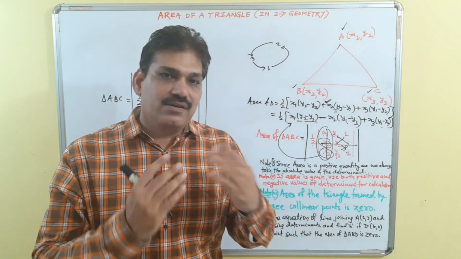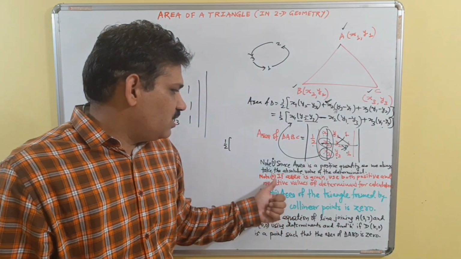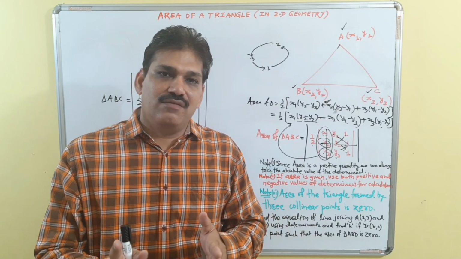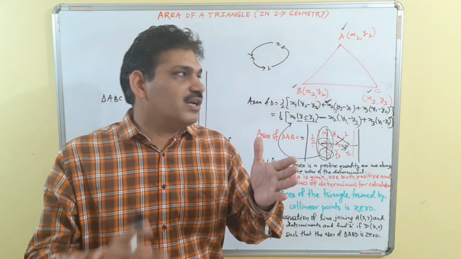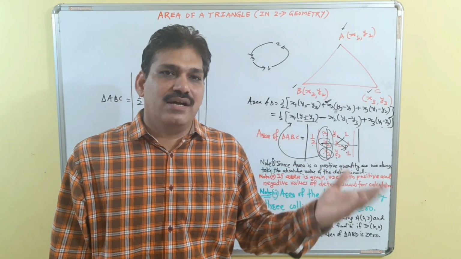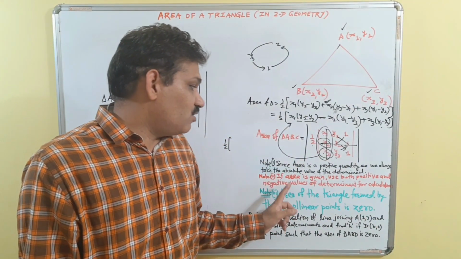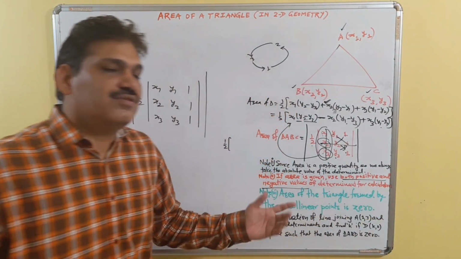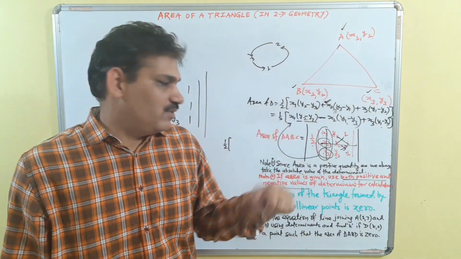But if the area of the triangle is given, then we will use both positive and negative values, because if we try to find the area and the numerical value of this determinant comes out to be negative, then we consider that the area is positive. So when the area is already given, we will use both positive and negative values of the determinant, and we will simply use the modulus sign and the problem will be solved.